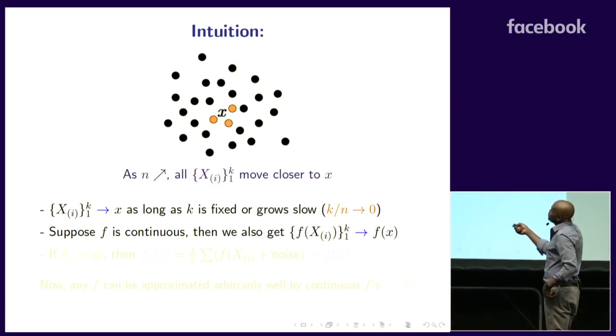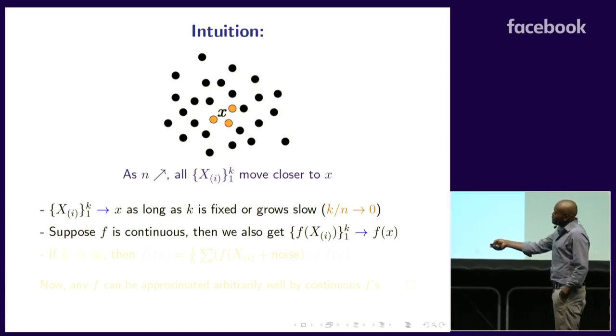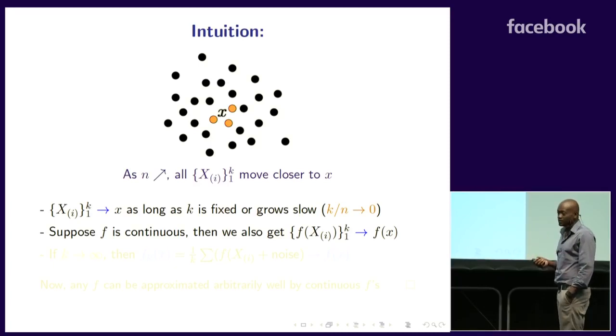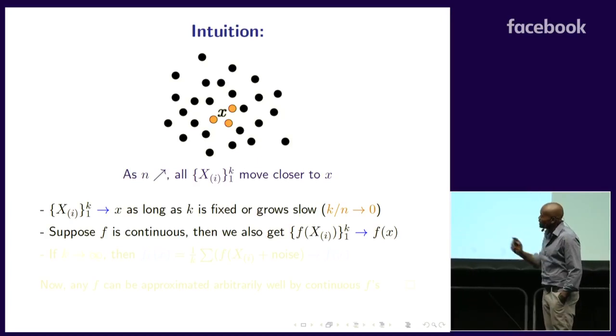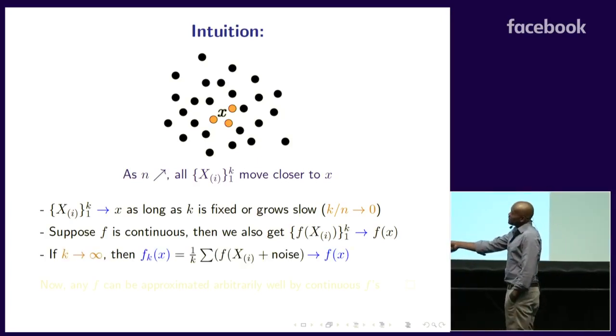Now, suppose that the nearest neighbors are getting closer to x as the sample size is increasing, and suppose now that f is continuous. Then by definition of continuity, the values of f at the nearest neighbors will get closer to the value of f at x. That's just the definition of continuity. The points are getting closer, so the values of f at these points are getting closer to the value of f at x. So we are one step closer already to the universality result, but we've assumed so far that f is continuous, but that's fine.